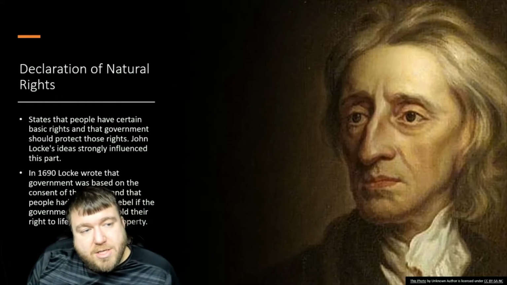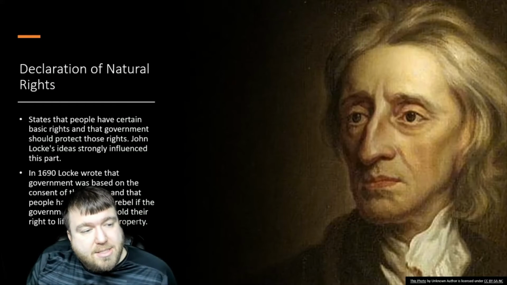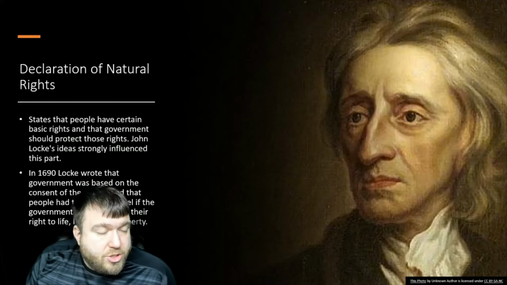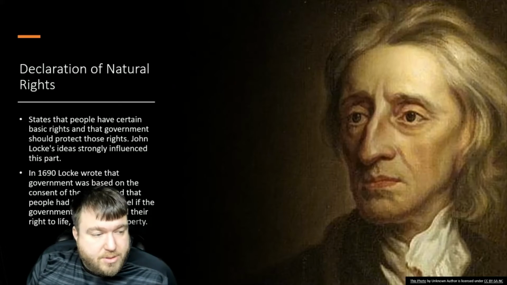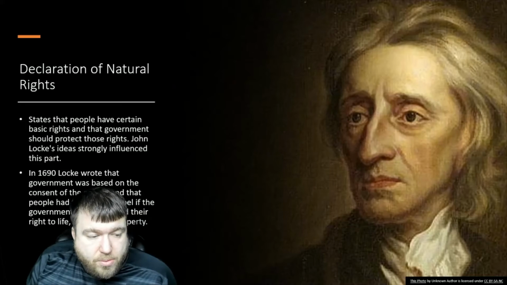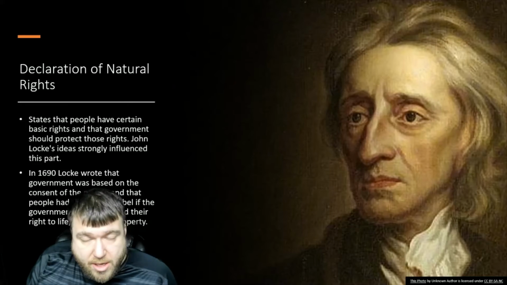More about the Declaration of Natural Rights. This states that people have certain basic rights and that the government should protect those rights. John Locke's ideas strongly influenced this part. In 1690, Locke wrote that government was based on the consent of the people and that people had the right to rebel if the government did not uphold their right to life, liberty, and property.